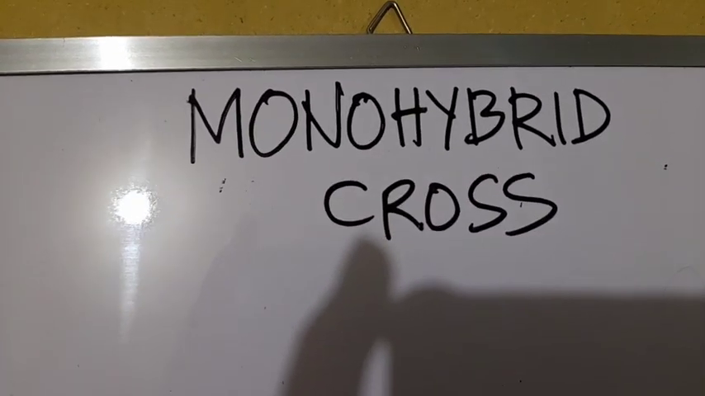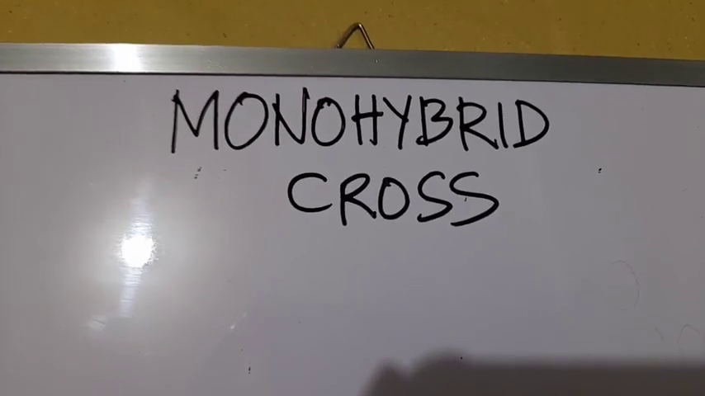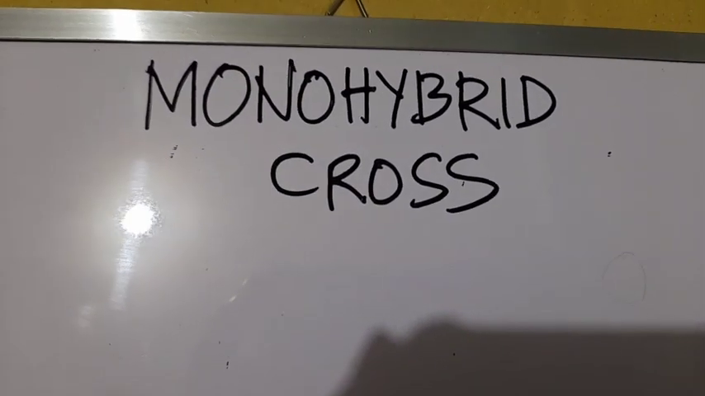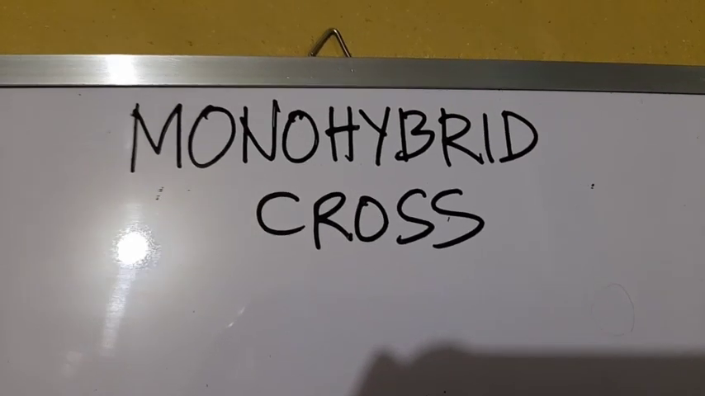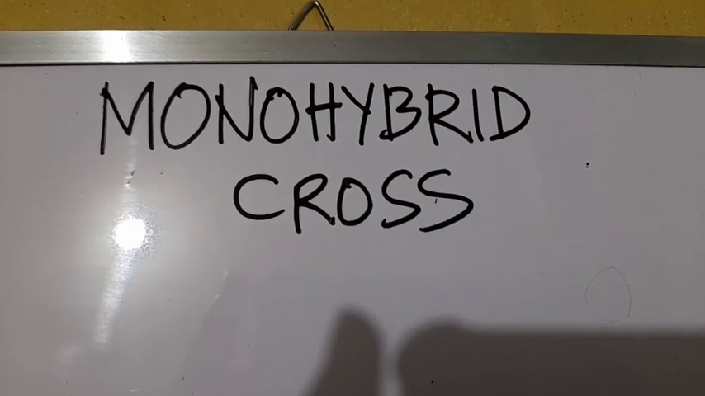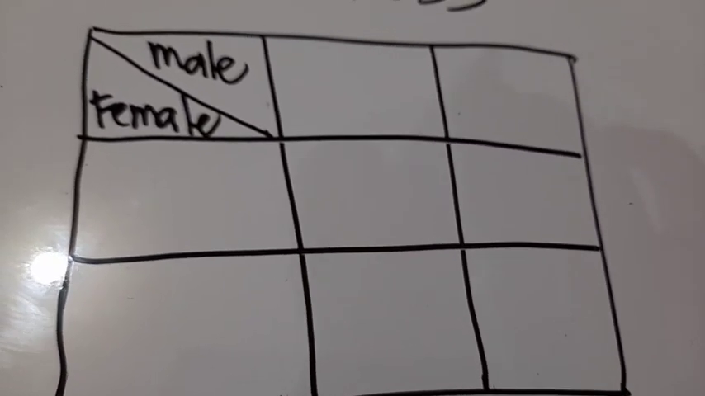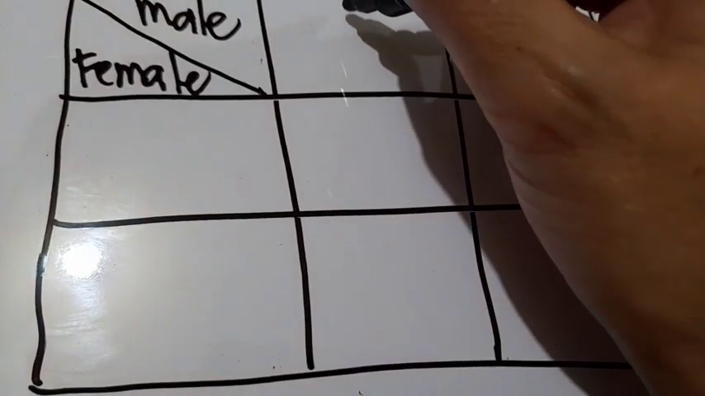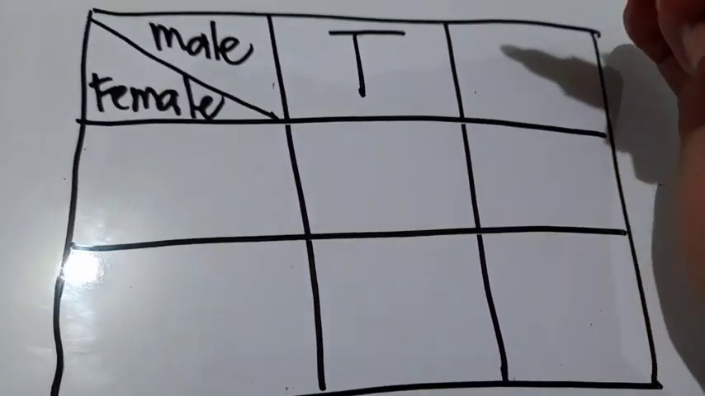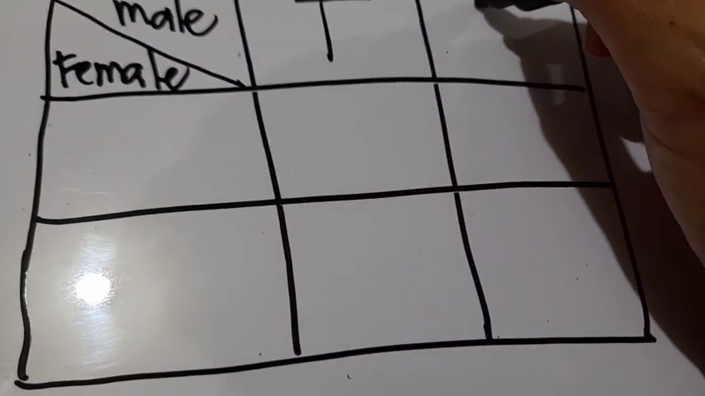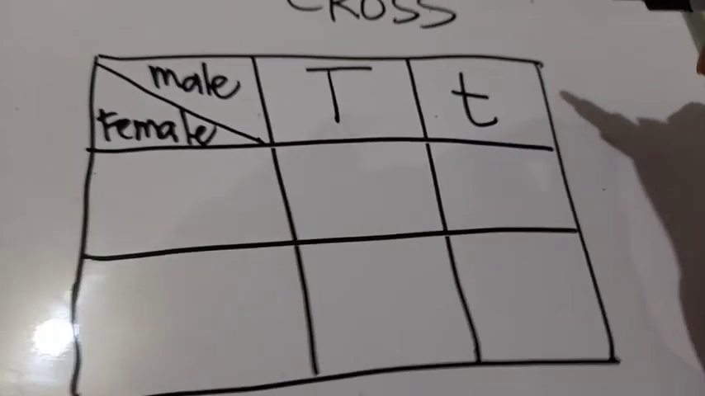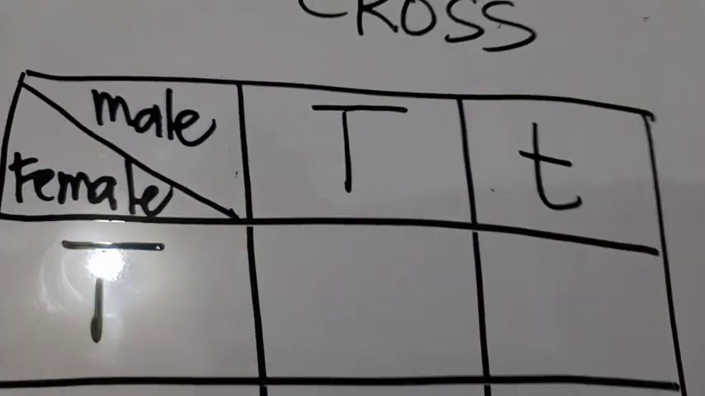So let us try to solve problems in monohybrid cross. If we say monohybrid cross, it is a cross using a single trait only. Let us try to solve this problem on monohybrid cross. So let's make a cross between heterozygous tall. So we have here heterozygous tall cross with homozygous tall.